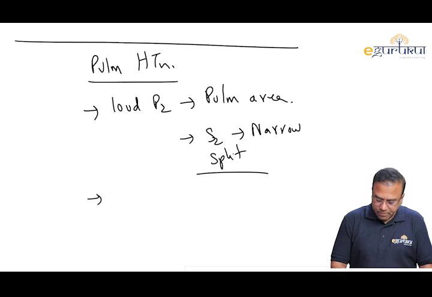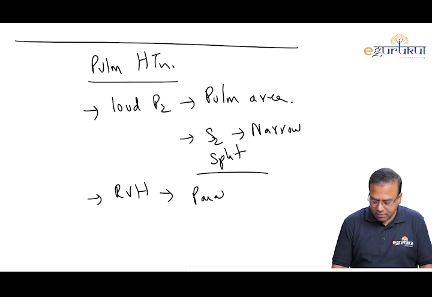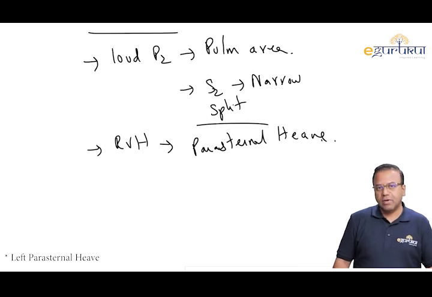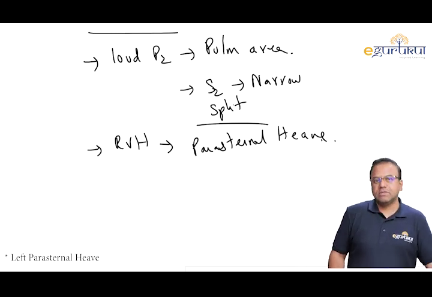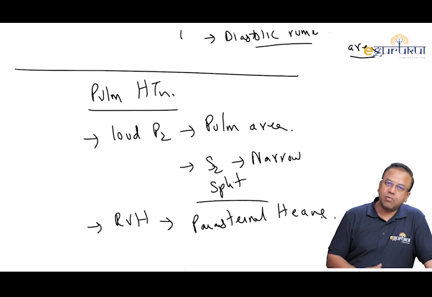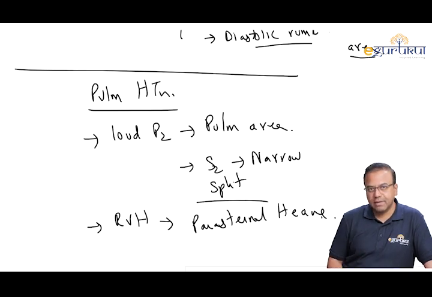What else can you expect when pulmonary hypertension sets in? With the right ventricular hypertrophy occurring, there is going to be a parasternal heave that one can clinically detect, okay, which is a marker of right ventricular hypertrophy. Right parasternal heave suggests to us that there must be a right ventricular hypertrophy. So all these things are likely to occur over a period of time as pulmonary hypertension sets in.